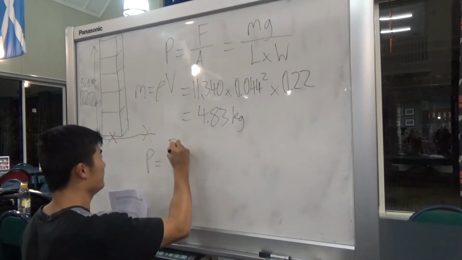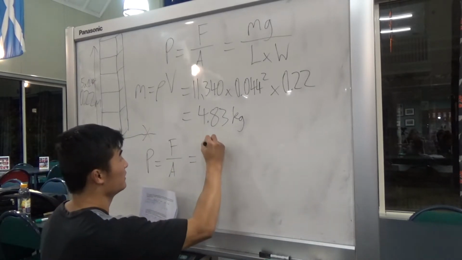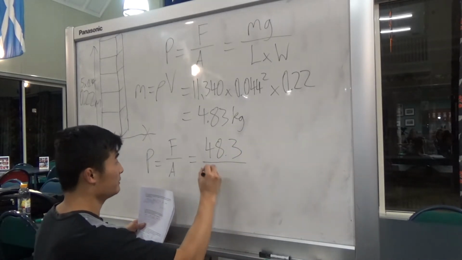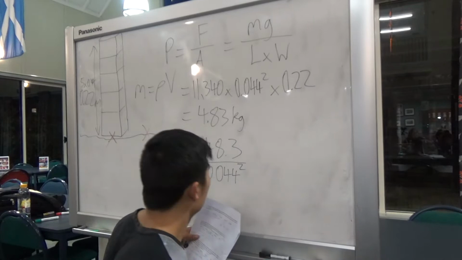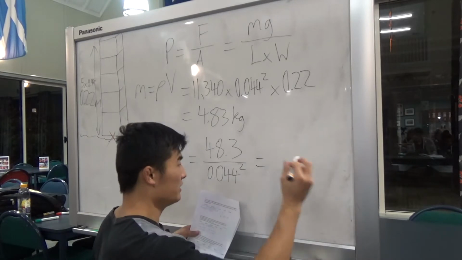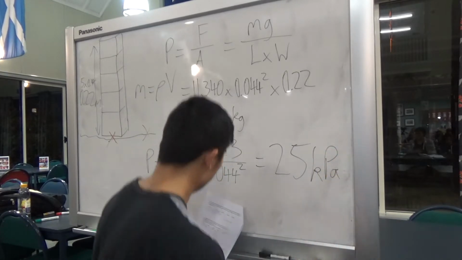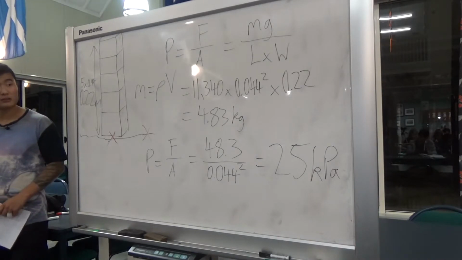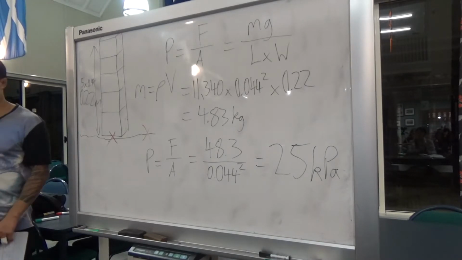Pressure is equal to force over area. And the force is going to be 4.83 times 10, which is 48.3, over the area, which is length times width. So that's 0.044 squared. And that will give you 24,948, which is the same as 25 kilopascals. So yeah, quite a few steps involved in that one.